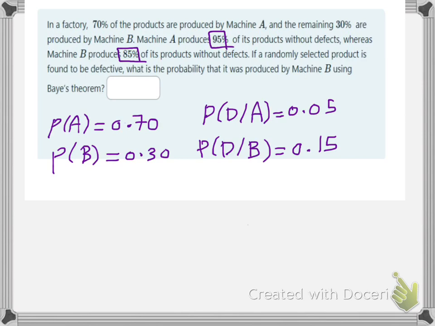If a randomly selected product is found to be defective, what is the probability it was produced by machine B? So the question says, what is the probability of B given that we already know it is defective?